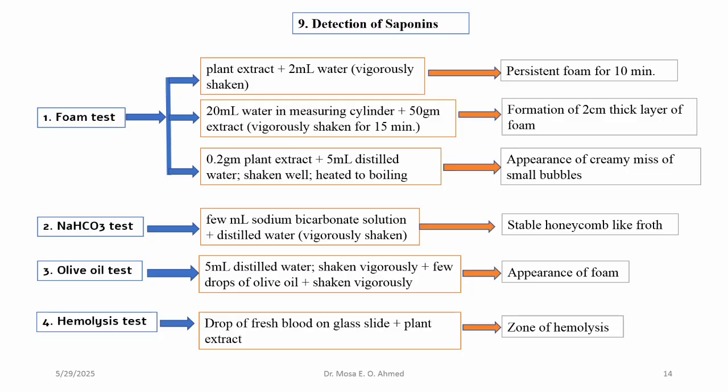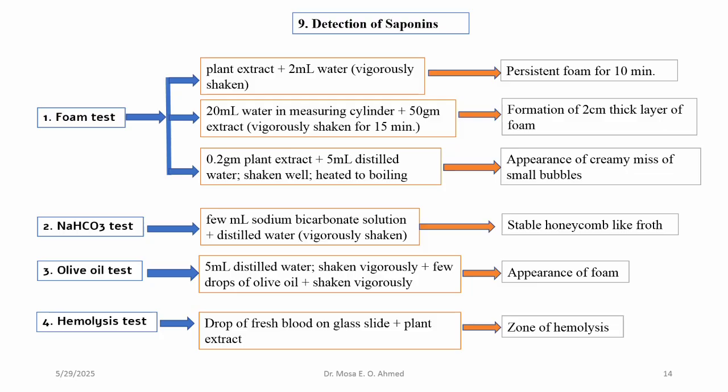The second foam test is the use of 20 ml of water besides 50 grams of plant extract with vigorous shaking for 15 minutes. In this test, the foam formed has 2 cm thickness.